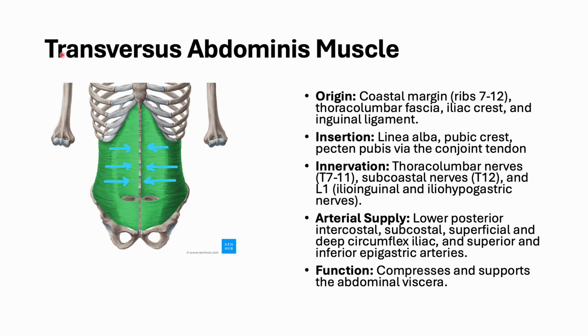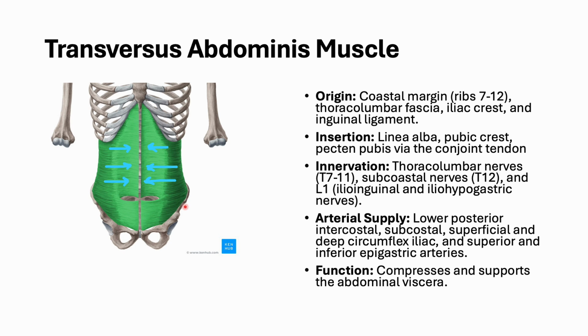Next, we have the transversus abdominis muscle. This is the innermost muscle. These fibers are kind of going straight across. Origin is going to be ribs, costal margins, ribs 7 to 12. Again, this is from the thoracolumbar fascia, iliac crest, and the inguinal ligament. Insertion is going to be on the linea alba, pubic crest, and pecten pubis by the conjoint tendon.